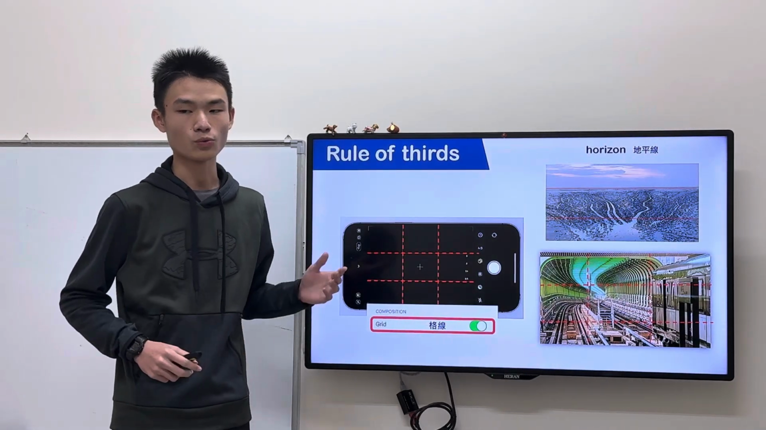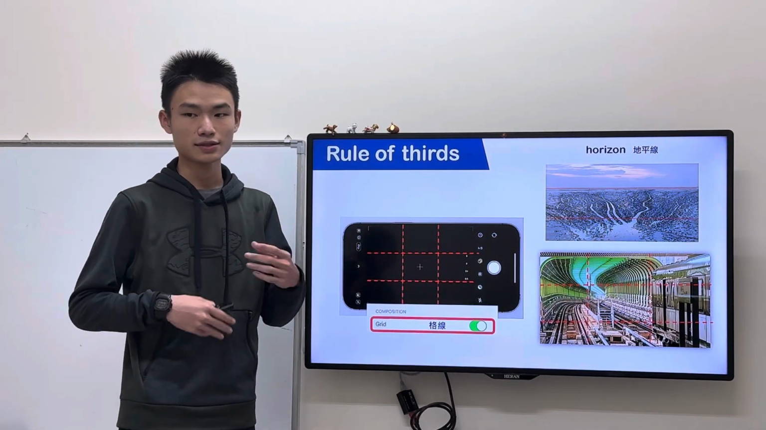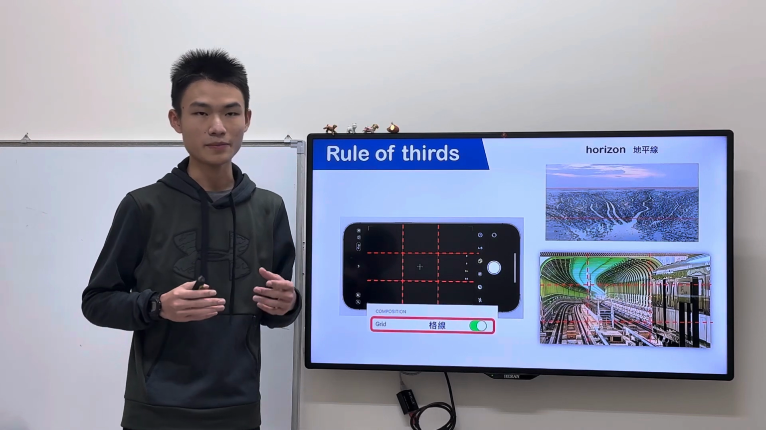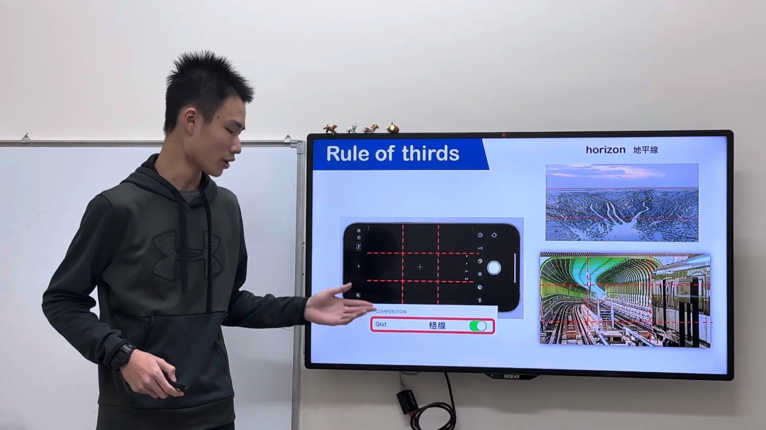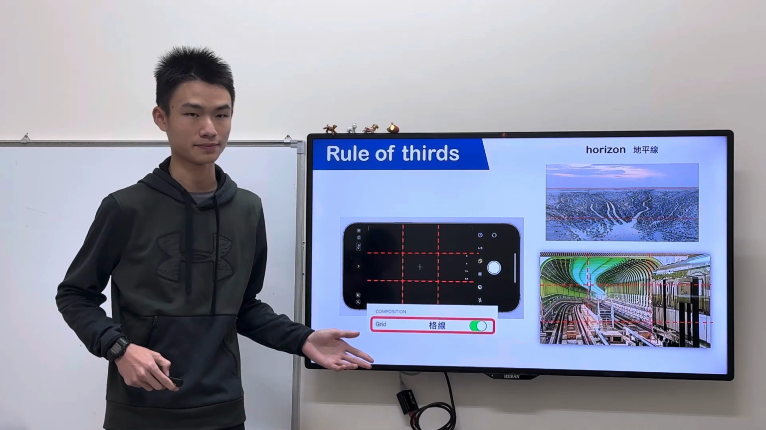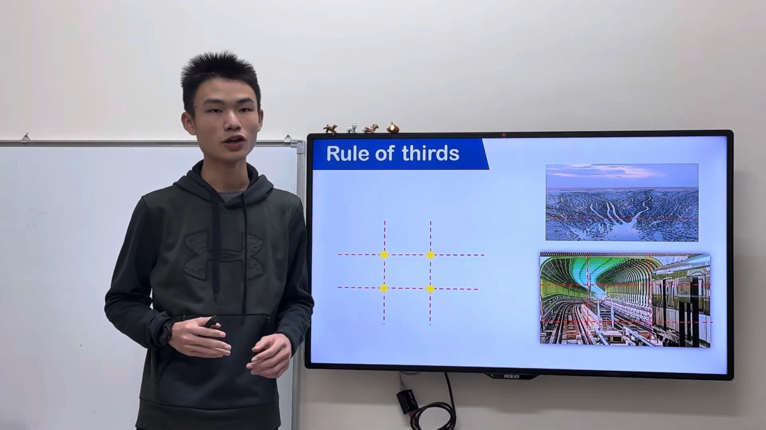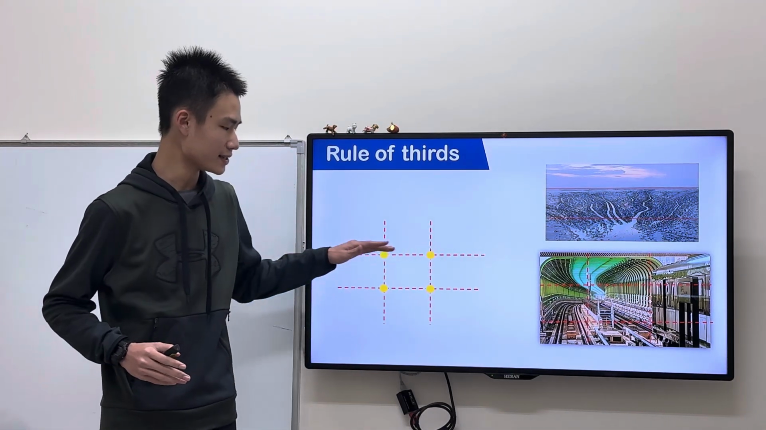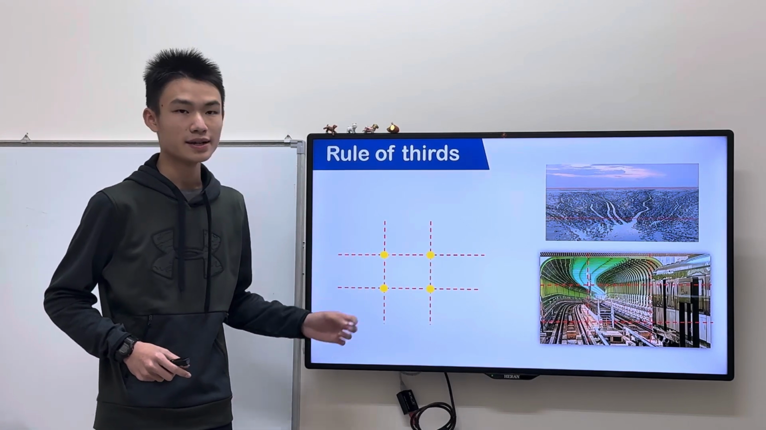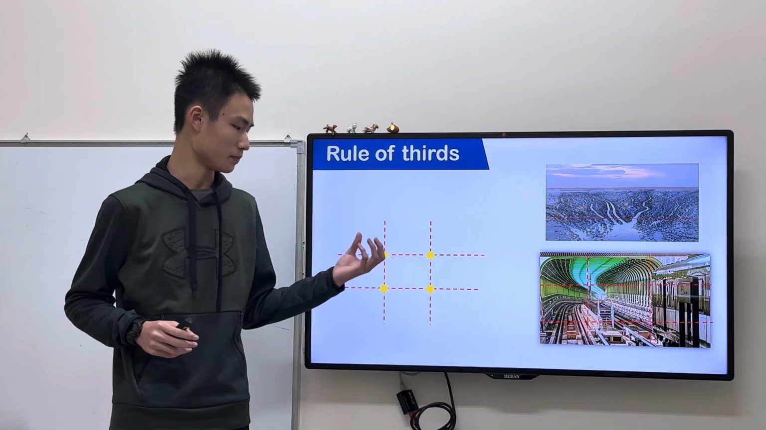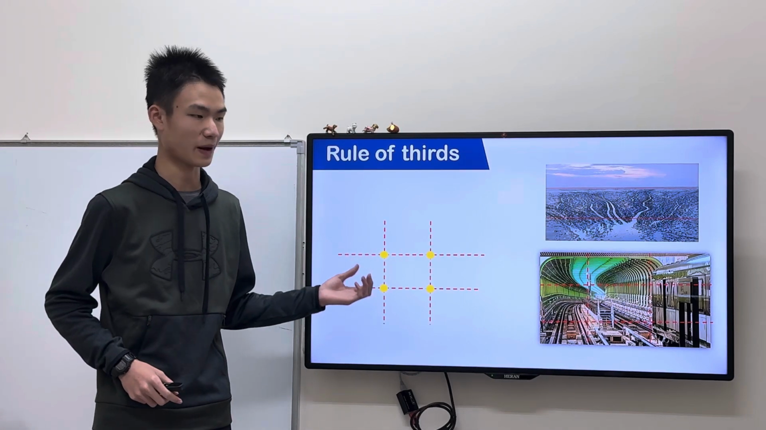The first one is the rule of thirds. This technique can be used in most cases. But first, remember to turn on the grid for you to practice. And then you can place the object on these lines, and especially where they meet, since our eyes tend to be drawn and focused on these spots.